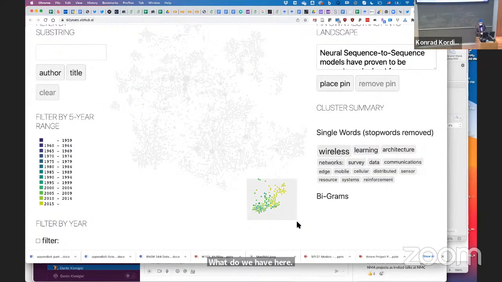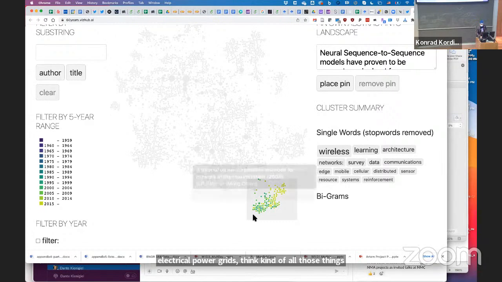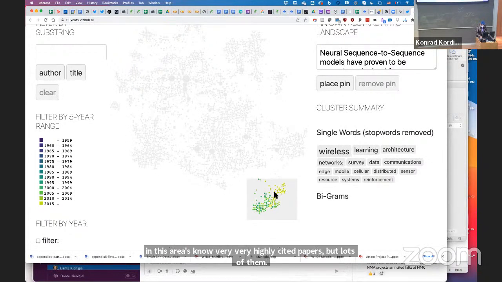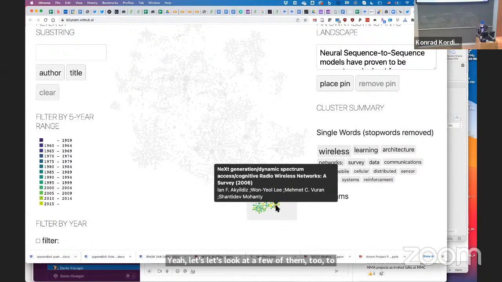Here, wireless learning architectures. Those are all papers that basically do machine learning with real world systems. Think swarm robotics, think electrical power grids, all those things. In this area, there are no very, very highly cited papers, but lots of them. Let's look at a few of them to sample them here.